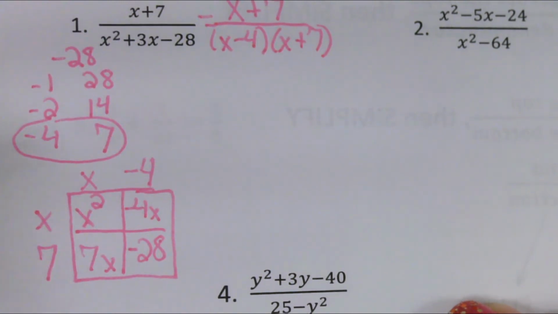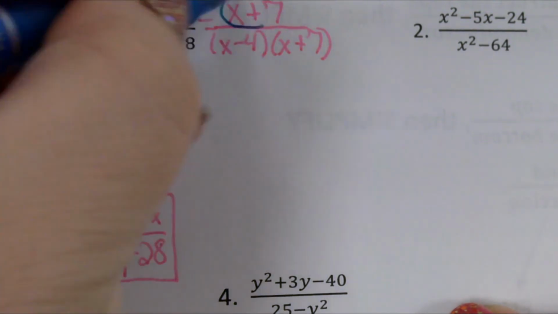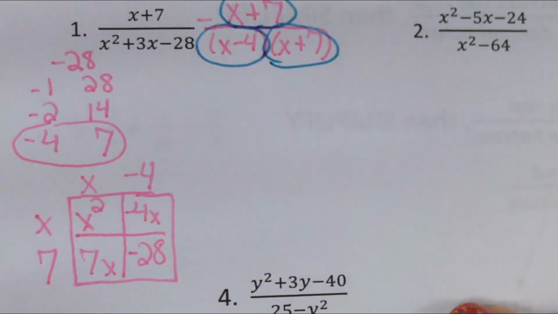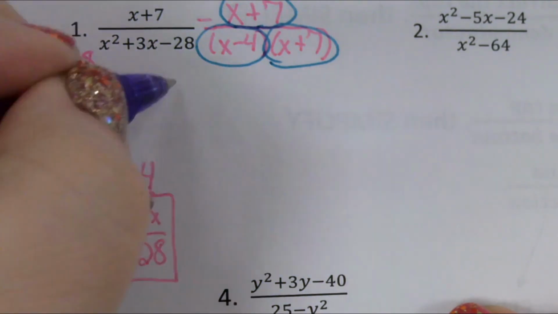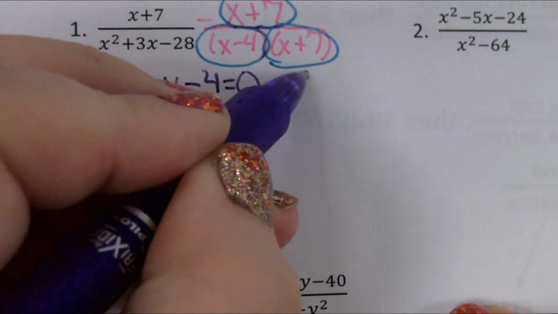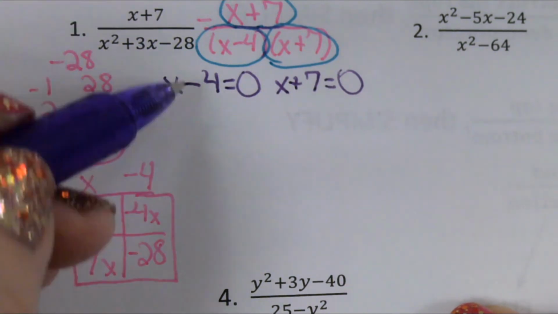We're going to go ahead and circle all of our factors. Here's x plus 7. And in the bottom, we'll have x minus 4 and x plus 7. Time to find all of our undefined values. To do that, you're going to need to set each of your factors equal to 0. And we need to figure out what will make this factor equal to 0.